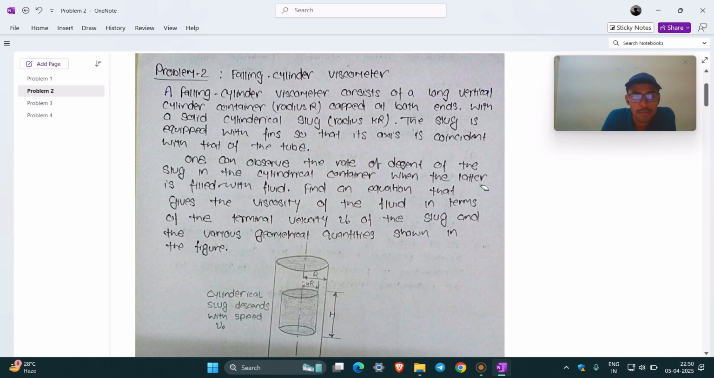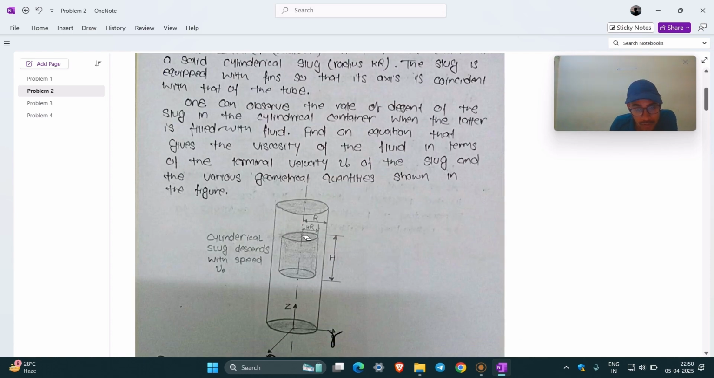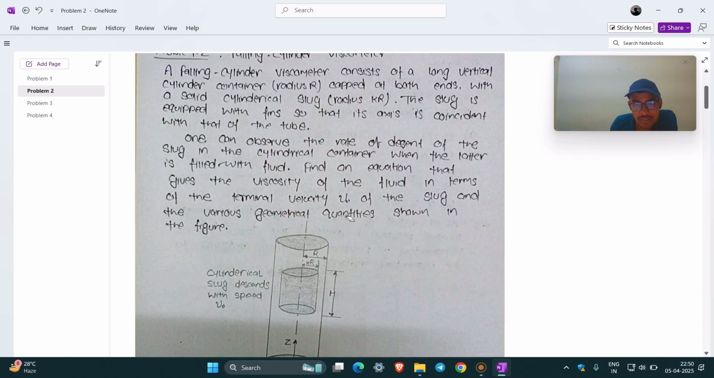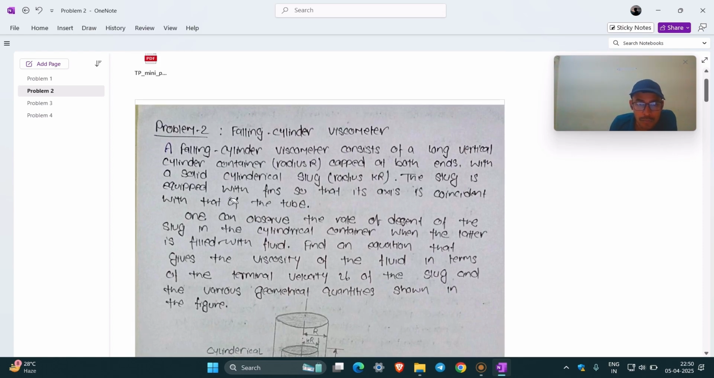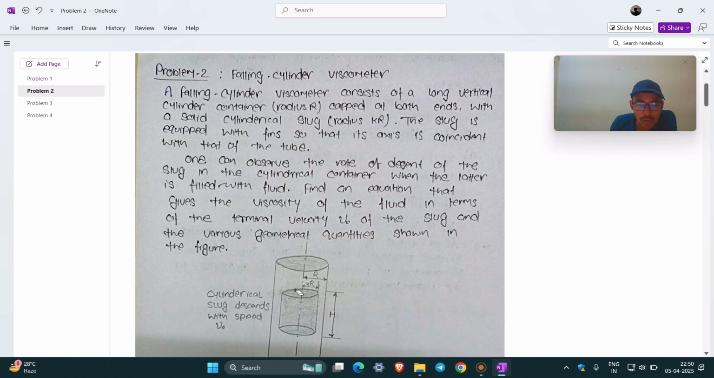So now coming back to problem number 1, it is a case of a falling cylinder viscometer. A falling cylinder viscometer consists of a long vertical cylinder of radius R, capped at both ends, that is, it is closed at both the ends, with a solid cylindrical slug of radius kappa R. So the slug is equipped with fins so that its axis is coincident with that of the tube.